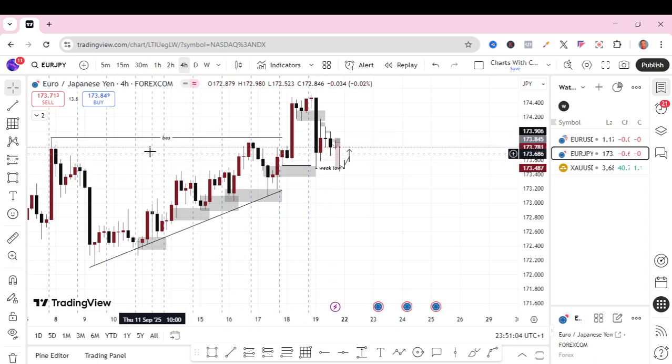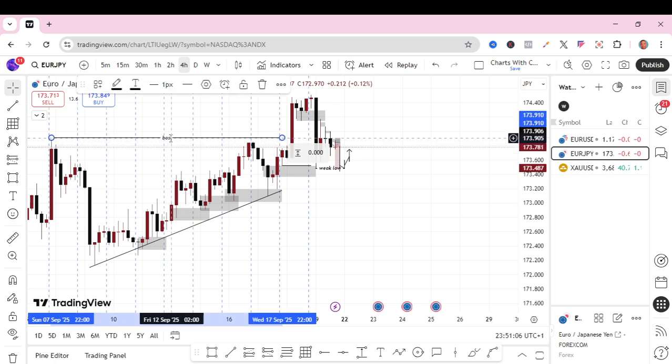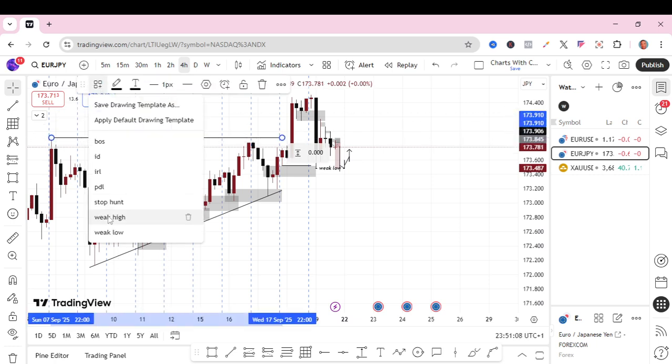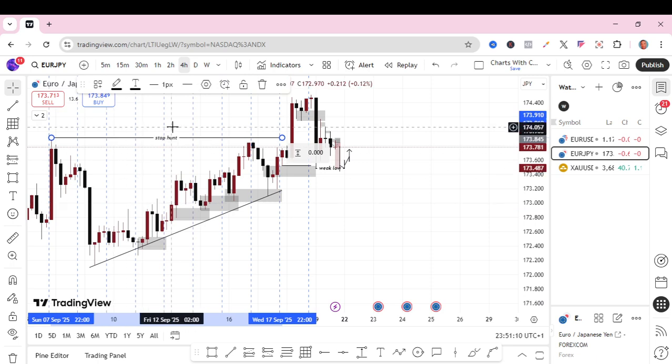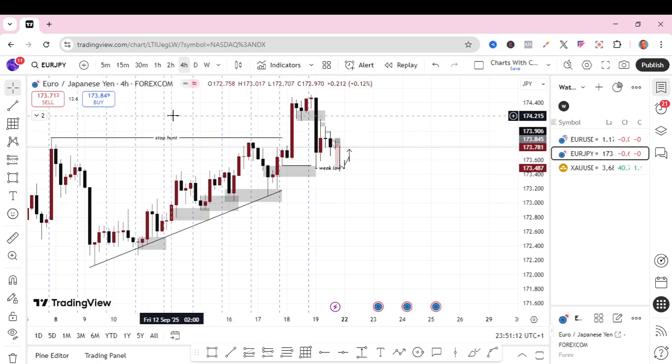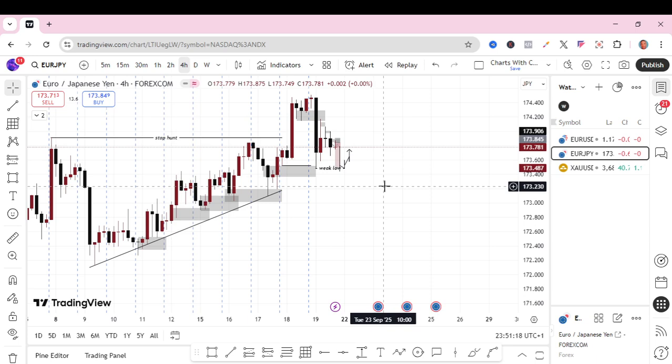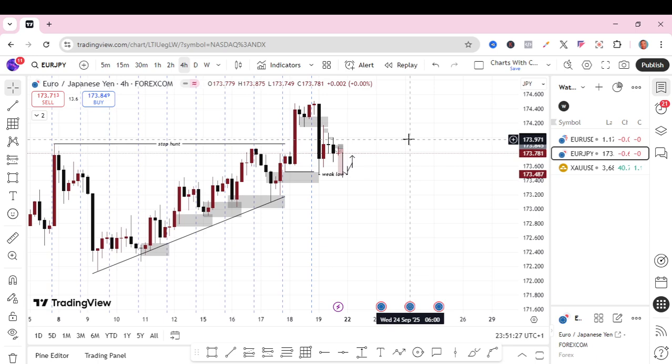From what I just showed you, this is no longer a break of structure. This is now a sweep of liquidity or stop hunt, right? You can call this a sweep of liquidity, or call it a stop hunt. It's no longer a break of structure. So let's just wait for markets to open, and then we would see what the market gives us.